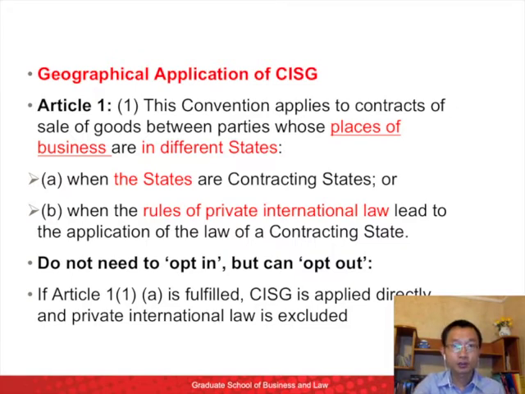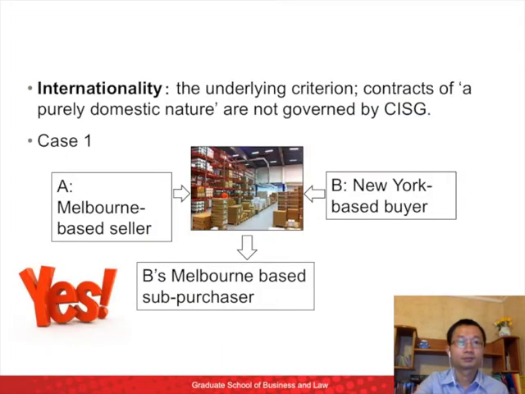However, they can choose to opt out of the application of the convention by excluding the convention or changing the application of some articles. This is party autonomy. We will later address the issues of private international law. Let's have some cases to illustrate the application of Article 1(1)(a).